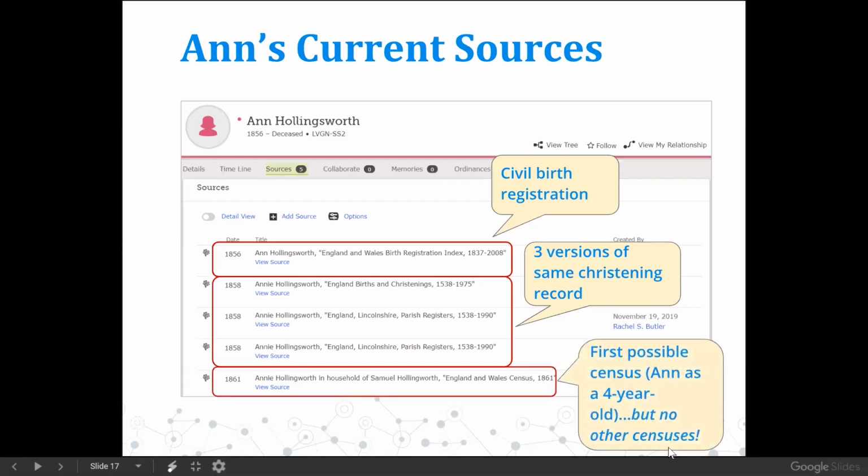And then finally, we've got an 1861 census. This is the first possible census that Ann can appear in, and she's a 4-year-old. But this is the complete snapshot of this source page, and there are no other censuses currently attached. So we've got a really good picture of Ann as a young child with her birth registration, christening, and the first census, but really nothing beyond that.